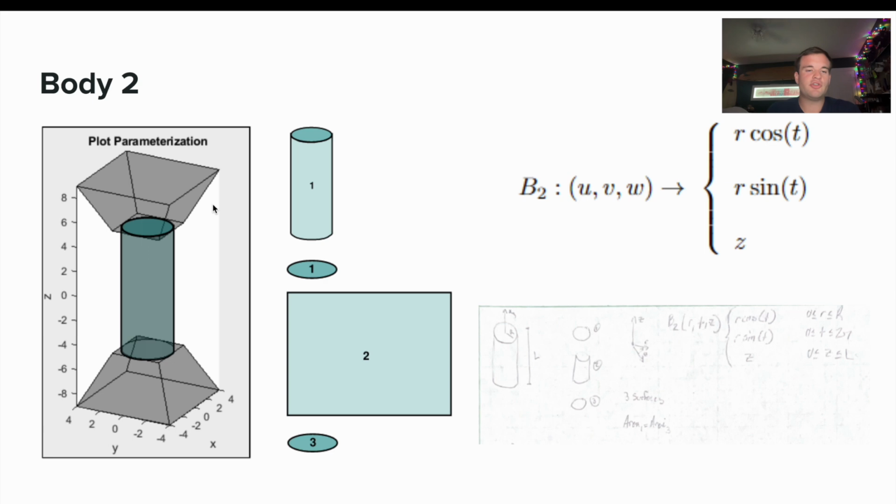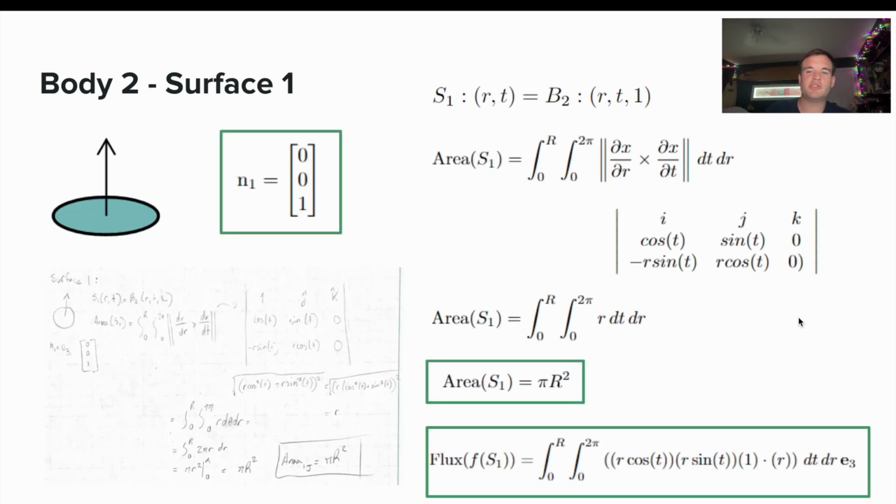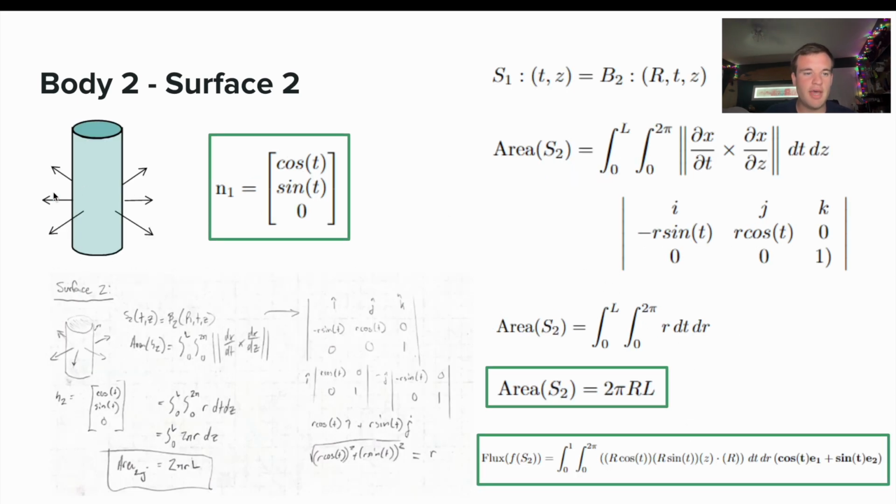Similarly, I'm showing body 2, the cylinder. This is how I use the parametrics to define it. We've been seeing a lot of cylinders in previous weeks, so this shouldn't be too surprising. Very similar to the example we went through in class. Here's your flux integral. Here we know that it's going to be a cosine sine function because it's not just in one direction like the flat planes. And here's our flux integral.